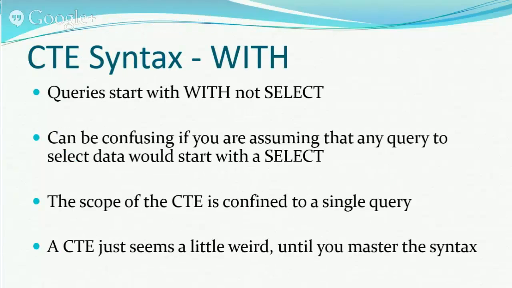So the way it works is the syntax starts with the word WITH instead of SELECT. It can be confusing if you're assuming that any query that selects data would start with SELECT. The scope of the CTE is confined to a single query, meaning when you build out a CTE and you run that select statement and you reach the semicolon, the end of that select statement, it's gone. It's done at that point. You can't use it again in the next select statement.